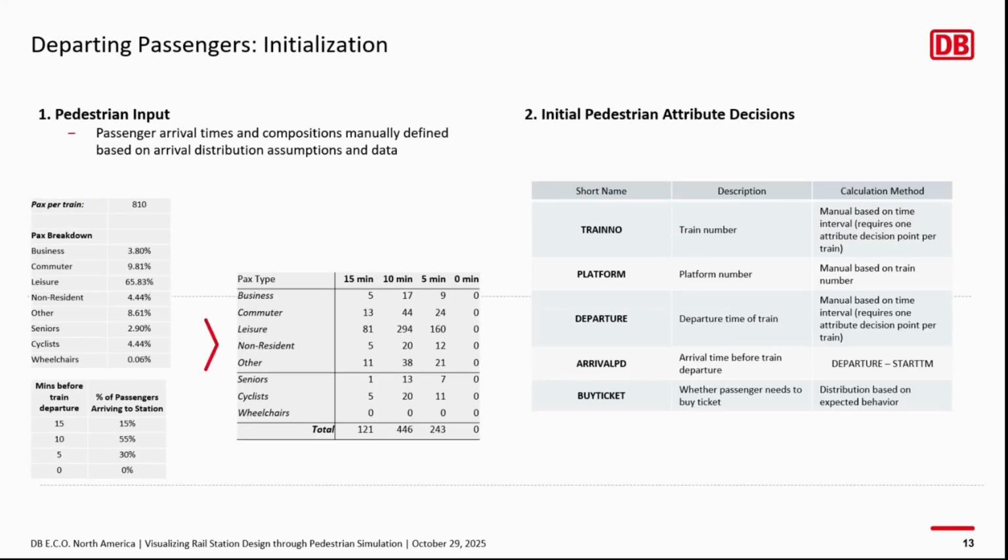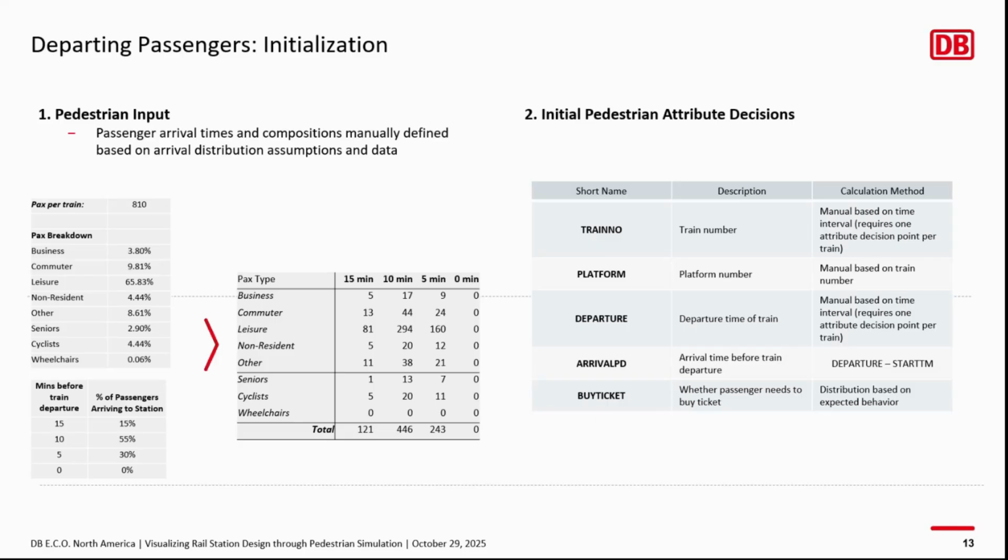So a little bit about the initialization of passengers in the model. The passenger volumes in the pedestrian inputs were manually coded on a minute-by-minute interval using this matrix that we calculated, which gives how many of each passenger type will be arriving within which time interval before their train departs.